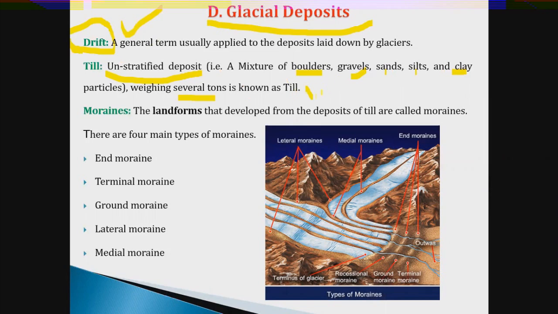So till is the mixture of the material deposited from glacier drift, and the different landforms that are the results of the deposits of till are known as moraines. The till will be deposited in different shapes, and these shapes will be called moraines. Now there are many types of moraines: end moraine, terminal moraine, ground moraine, lateral moraine, and the medial moraine.